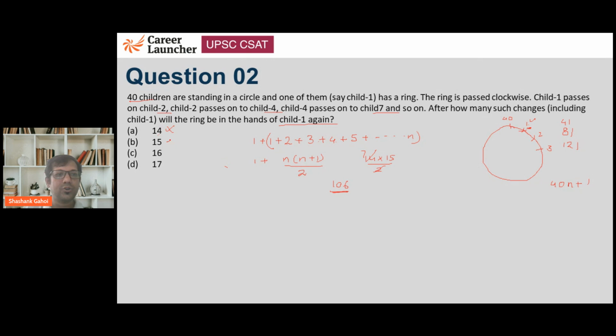Okay. Now let's go with 15. So I am going to get 15 into 16 divided by 2. So it is going to be 120. So 1 plus 120 is going to be 121. It means it is going to be the first guy because it is in the format of 40n plus 1. So after how many movements is it going to be in the hands of child 1 again? That is going to be after 15 movements. It is going to be in the hand of child 1 again. Okay. Now let's move on to the next one.